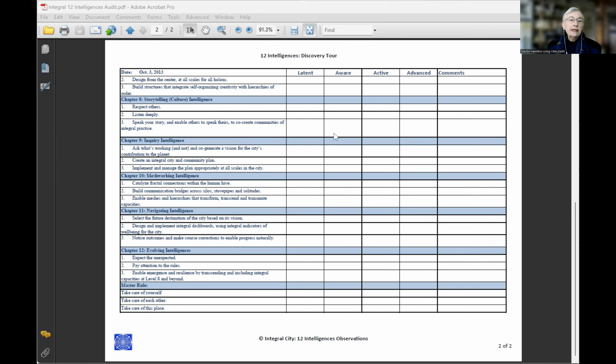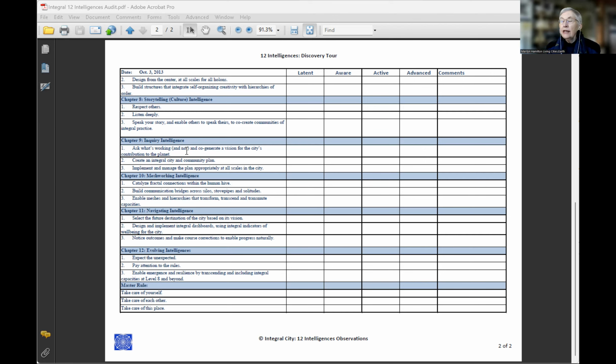So now that brings us to another set of intelligences that I call the strategic intelligences. And the first one in the strategic set is called inquiry intelligence. In the book, it's chapter 9. And on the bezel, it's listed as inquiry intelligence. So here are the elements I look for in inquiry intelligence. Are you asking what's working around here or not? And can you co-generate a vision for the city's contribution to the planet?